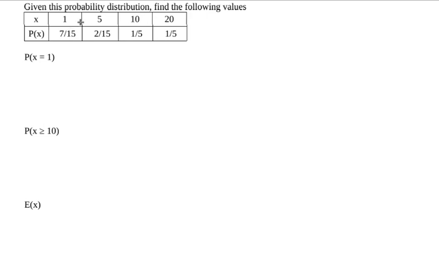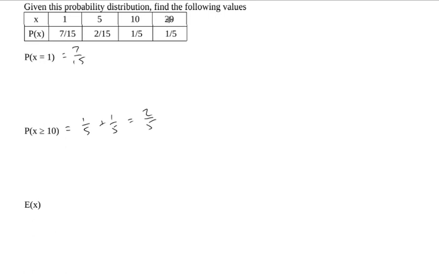This is why I'm calling this a probability distribution. To find out the probability that x equals 1, that's what this is saying, well, this is just 7/15ths. Don't be alarmed by having an equal sign inside your parentheses. That's just saying the probability that this particular event has happened. You can do things like the probability that x is greater than or equal to 10. So that would be, well, 10 and 20. Well, this would be 1/5 plus 1/5, which is 2/5. So the probability that x is greater than or equal to 10 is 2/5.